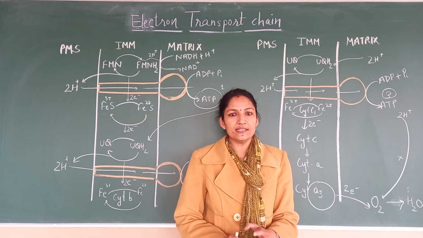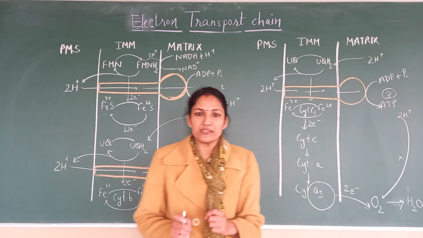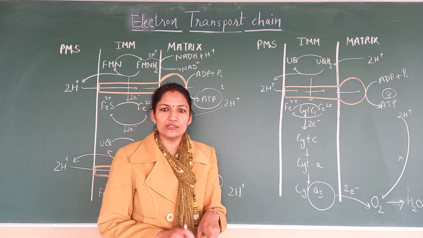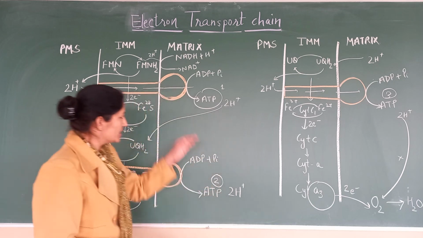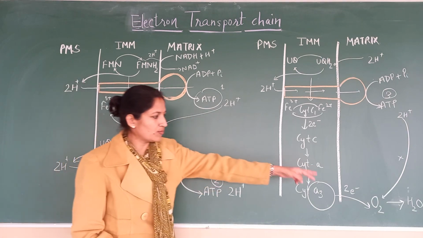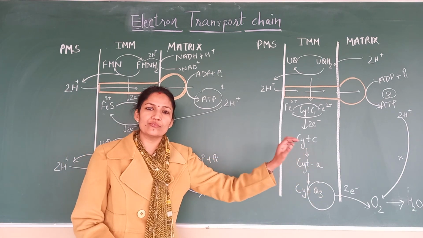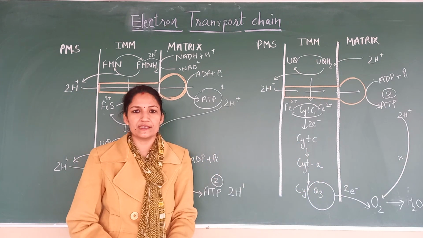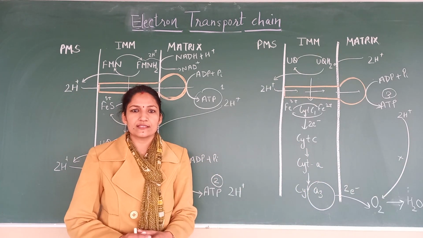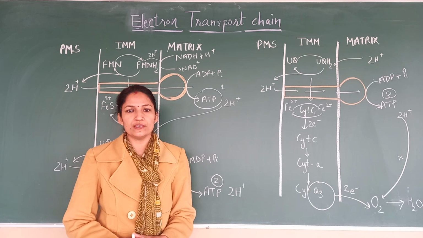And we know that in a respiration reaction we are producing CO2, water, ATP. So ATPs are generated, water is formed, and CO2 we have released during the Krebs cycle. So this is the complete electron transport chain.